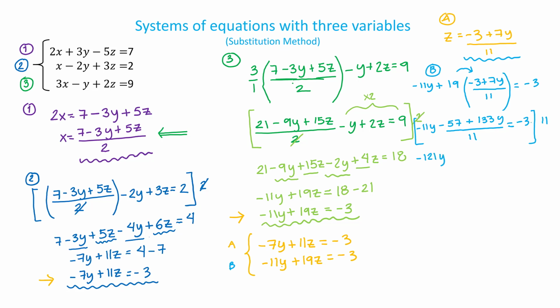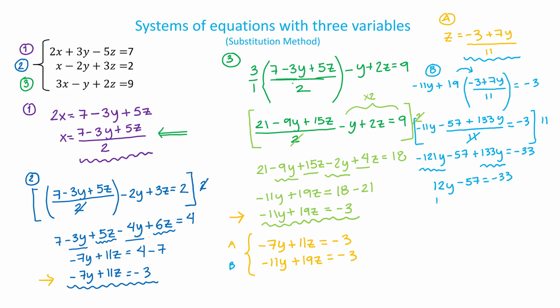And this 11 gets cancelled out. And we're left with minus 57 plus 133y equals minus 3 times 11 is minus 33. Okay, now that we do that, we are going to simplify, and we are going to add minus 121y plus 133y, and that gives us 12y minus 57 equals minus 33.